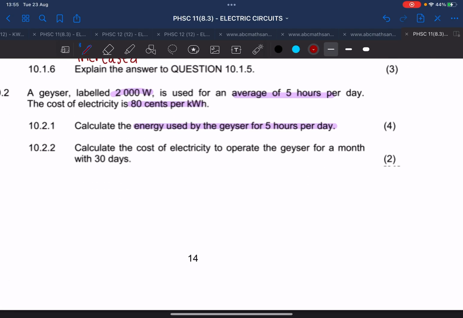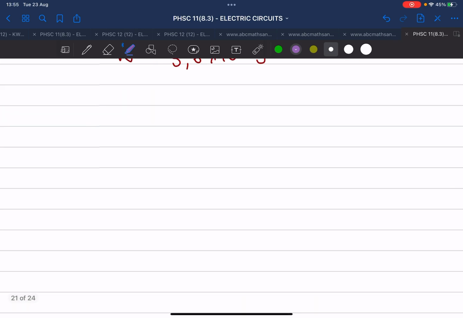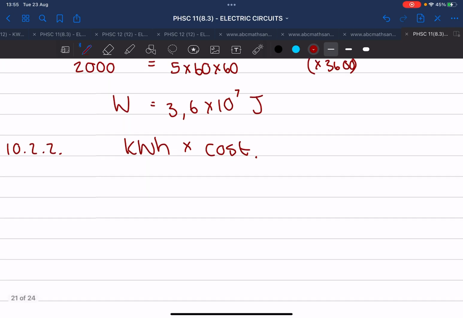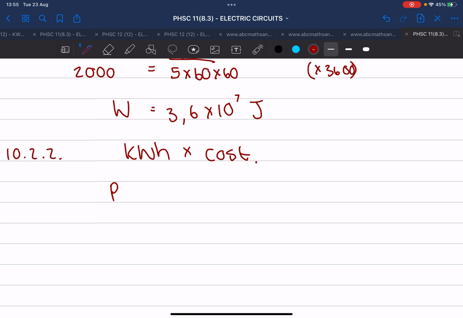10.2.2 now asks what is the cost of electricity to operate the geyser for 30 days. Okay, so they want the cost for 30 days. To get the cost, we need to times the kilowatt hour with the cost. But we don't have the kilowatt hour yet, we only have the watt and we have the time. So we're going to use the power times the amount of hours that it's operated at.